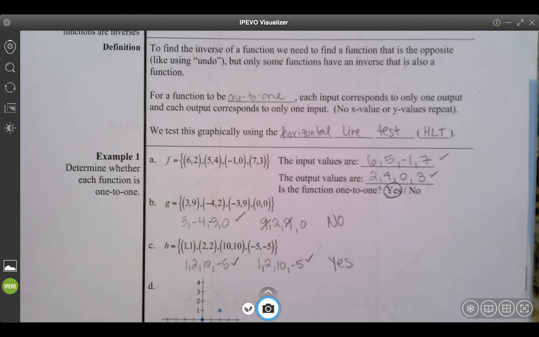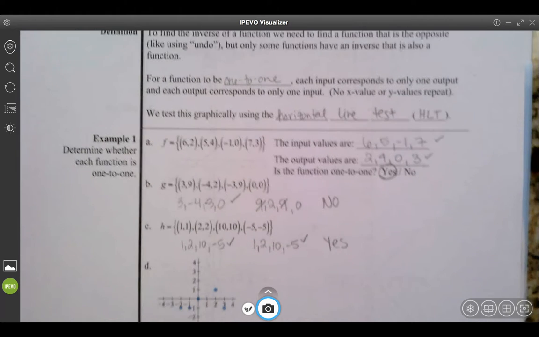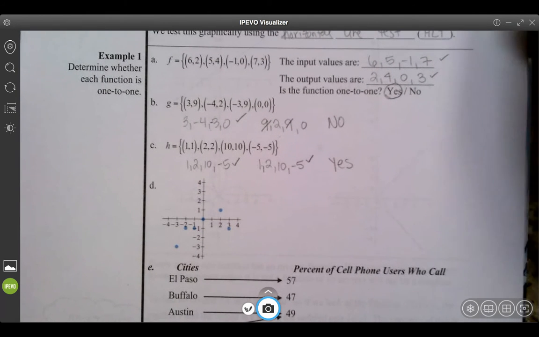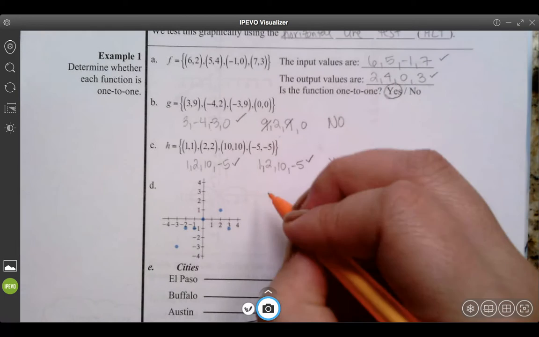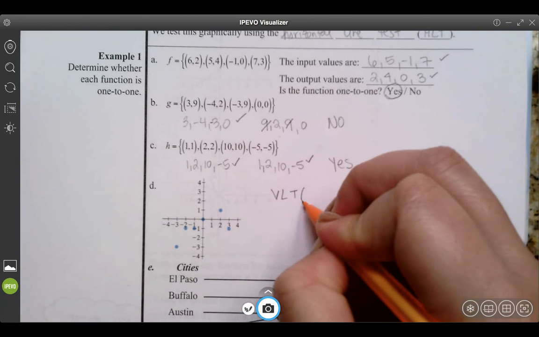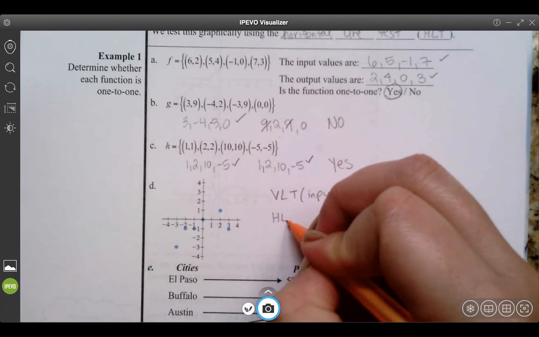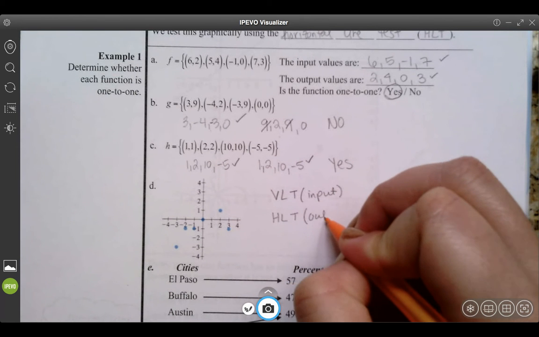What if we see this graphically? If we look at this graphically, like in example D, we're looking at those two tests that we saw before, right? The vertical line test, which is the input values or the x's, and the horizontal line test, which is the output values or the y's.